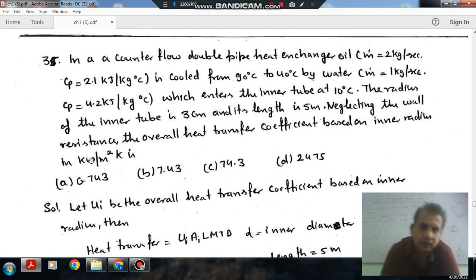Next, in a counter flow double pipe heat exchanger, oil with m dot equal to 2 kilogram per second and Cp equal to 2.1 kilojoule per kilogram per degree Celsius is cooled from 90 degrees Celsius to 40 degrees Celsius by water.